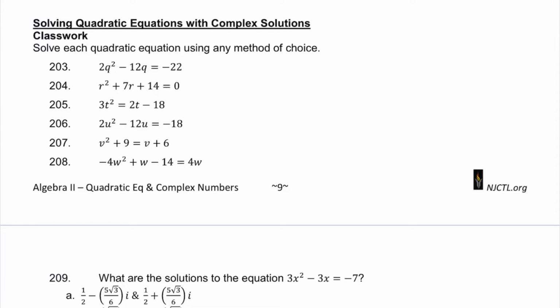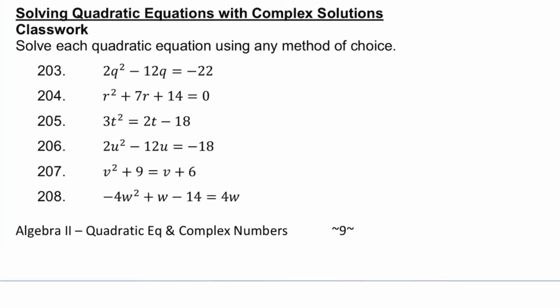Okay, number 203 in your class trick for imaginary numbers asks you to solve the quadratic by any method of choice. So, of course, the easiest is always going to be using the quadratic formula. But let's see if we can use something else. So here I'll rearrange to standard form. So we have 2q squared minus 12q plus 22 equals 0.